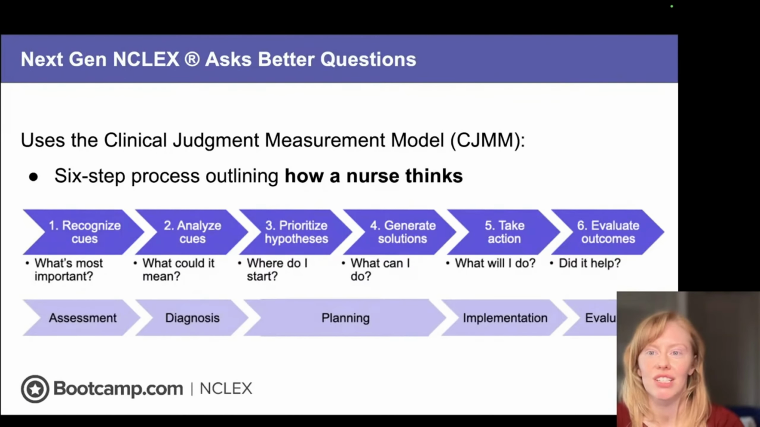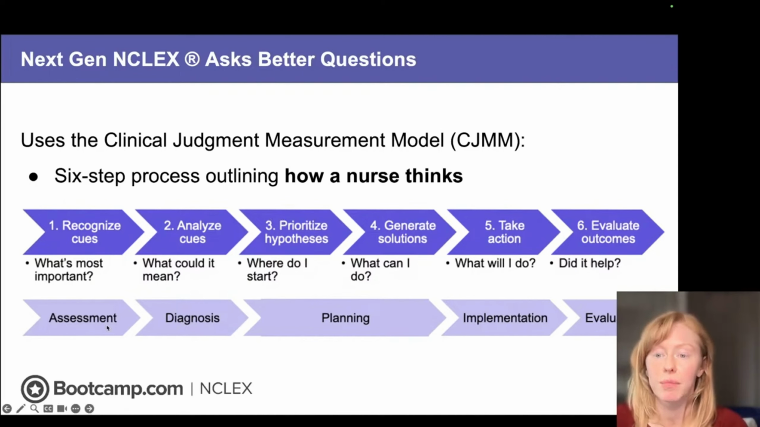So we'll move on to talk about the clinical judgment measurement model. This is the 6-step process that the NCLEX uses to outline how a nurse thinks. And yes, this is going to parallel your 6 questions on a next-gen case study. You're going to get 6 questions in a row, and each question is going to correspond to one of these steps. These terms might not be familiar to you guys, but this pretty closely correlates with the nursing process, which you should be familiar with.